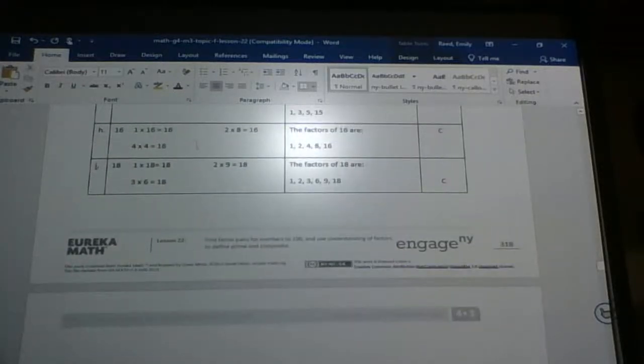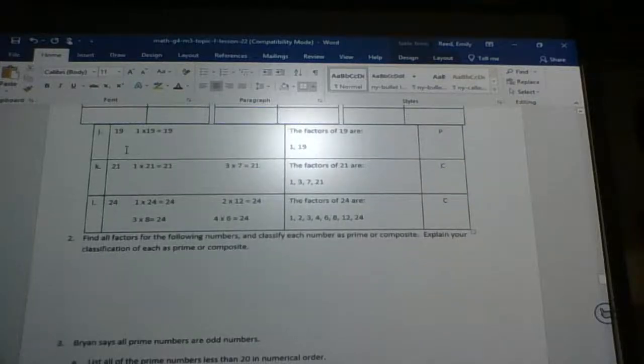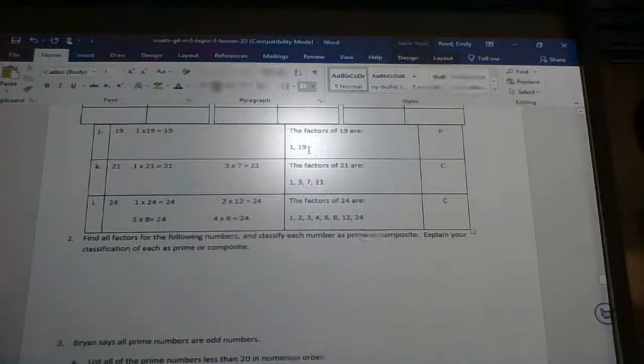16 on H, 1 times 16, 4 times 4, 2 times 8. The factors are 1, 2, 4, 8, and 16, and it is composite. On 18, it's 1 times 18, 2 times 9, 3 times 6. Your factors in order are 1, 2, 3, 6, 9, and 18. It is composite. On J, 19, your multiplication sentence is 1 times 19. Factors are 1 and 19, and it is prime.